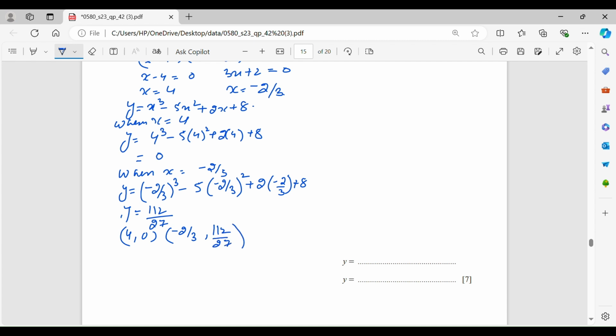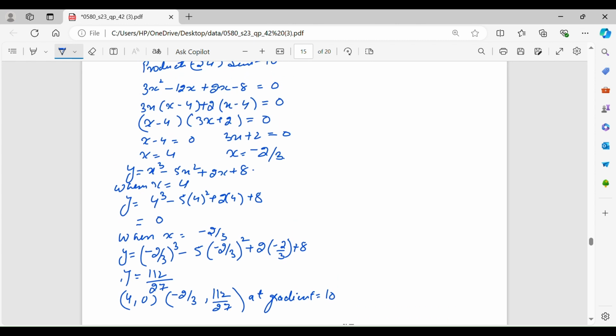At these, the gradient will be equal to 10, right? These are the 2 points where the gradient is 10. Let's find the equation of the line.